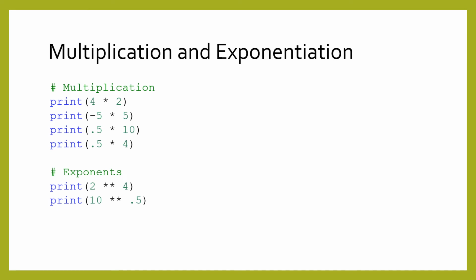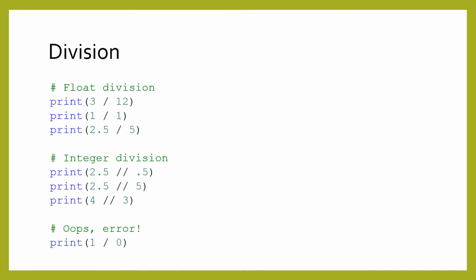One asterisk is used for multiplication. Two asterisks are used for exponents, also known as powers. The forward slash is used for float division. Two forward slashes are used for integer division.